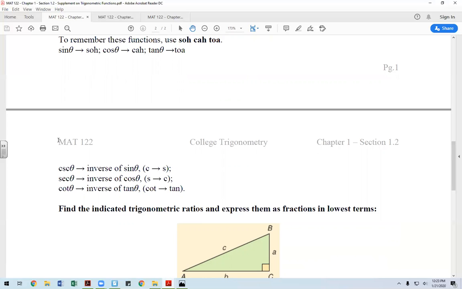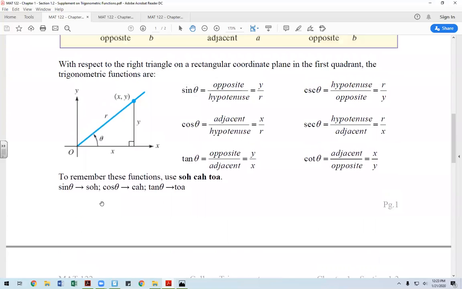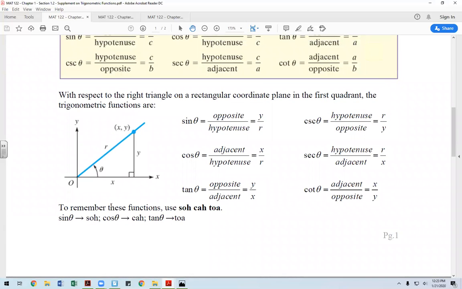If you know that for sine the reciprocal is cosecant, then you're changing the order of O and H. It becomes HO, so that's hypotenuse over opposite. For the cosine function, its reciprocal is secant, so AH becomes HA, hypotenuse over adjacent. And for TOA, cotangent, the reciprocal of tangent, becomes AO, adjacent over opposite. So you just flip it, basically? Yeah, you're literally inverting your fraction.